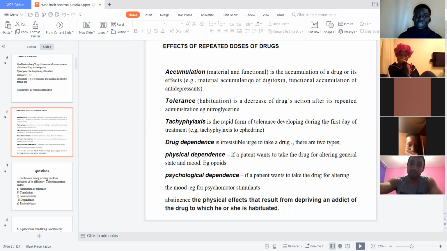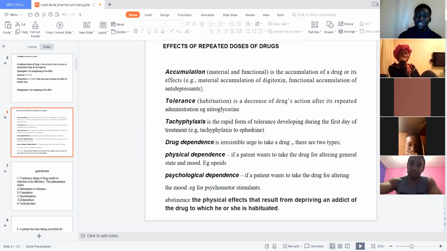An example for functional accumulation is antidepressants and also alcohol. Even after you finish taking alcohol and you finish urinating out all the alcohol, you're still going to feel the effects of alcohol. You're going to be dizzy and you're still going to feel drunk.